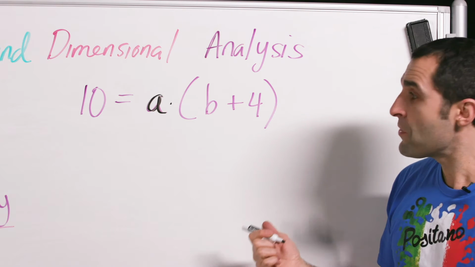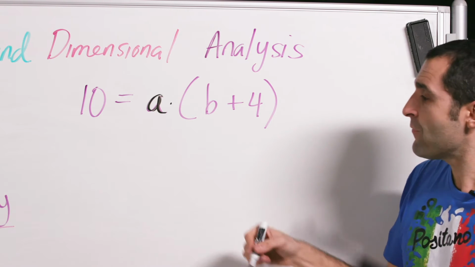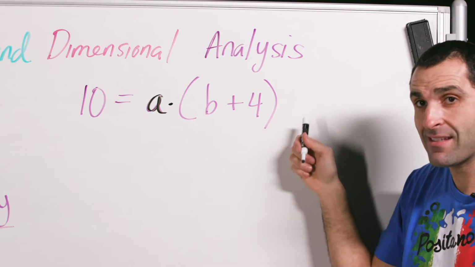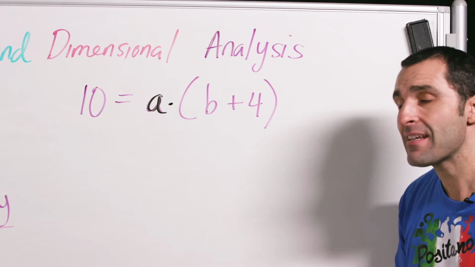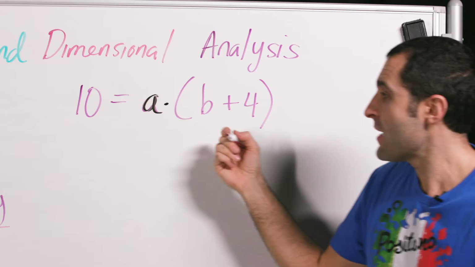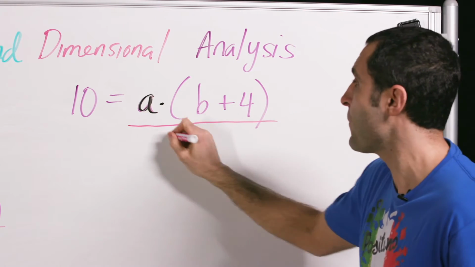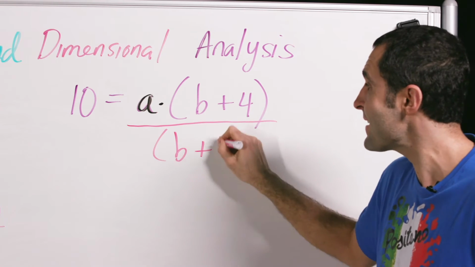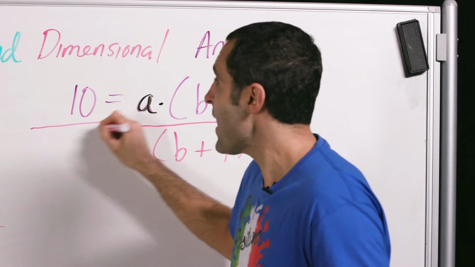What would we need to do to both sides to get a by itself? Well, since we are multiplying a by something, we can divide by that something so that it cancels. So we can divide by the very thing we want to cancel, in this case, b plus 4. Check it.